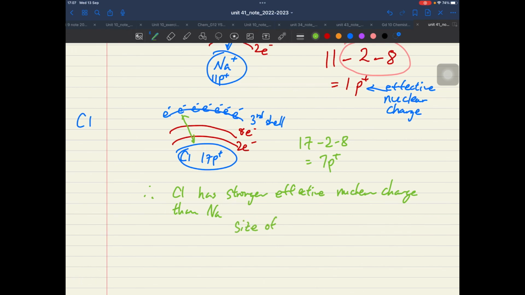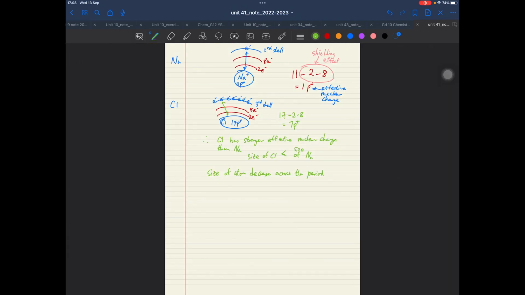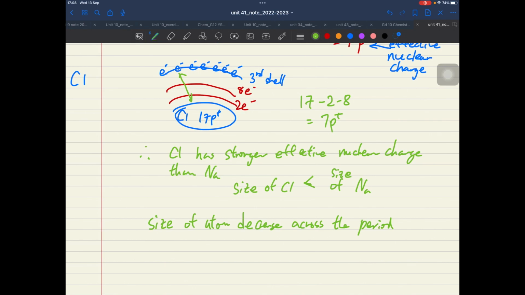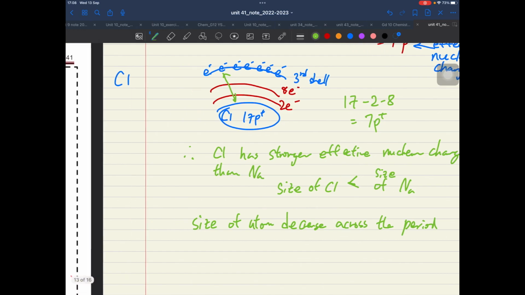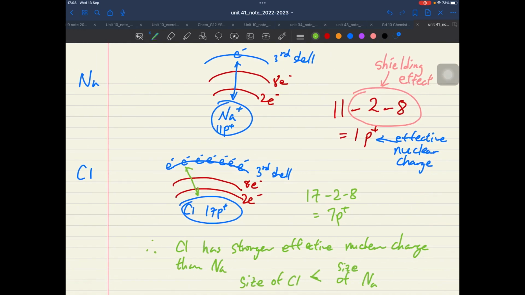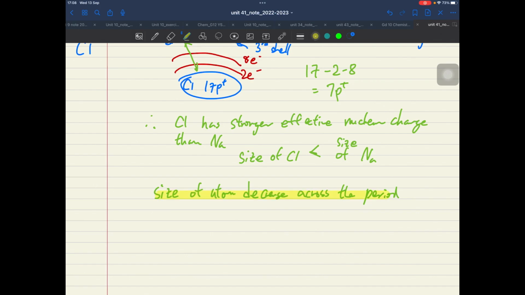the size of chlorine should be smaller than that of sodium, because in chlorine each electron will be held strongly, and that's why the size of atom decreases across the period. When you move along the period, the effective nuclear charge will increase. So this is the case when we move along the period: the size of atom decreases. Please, I think you should highlight this, okay?